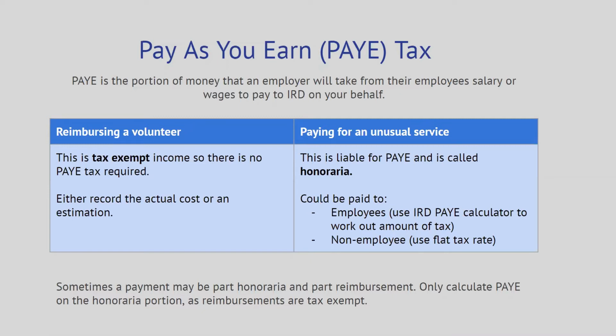For payment of an unusual service, this is liable for PAYE and is called honoraria. So this could be paid to employees. In this case, use the IRD PAYE calculator to work out the amount of tax you need to pay. This is just on their website. And you also have to pay PAYE for a non-employee. So a non-employee would be someone where you have someone come in for a presentation or a talk, so not a regular occurrence. Something like a contractor, for example, is more likely to provide an invoice for services rather than qualify as a non-employee. However, there are cases where contractors qualify as non-employees, so you probably want to check this out.